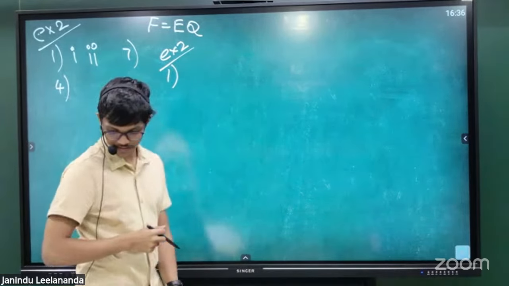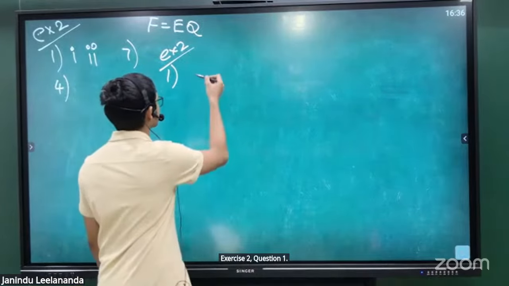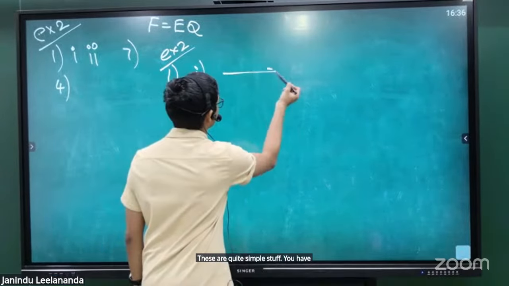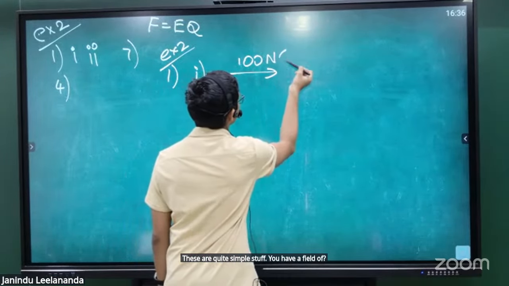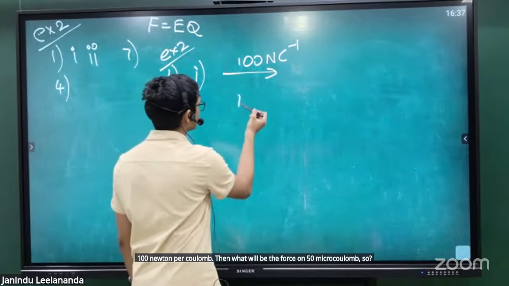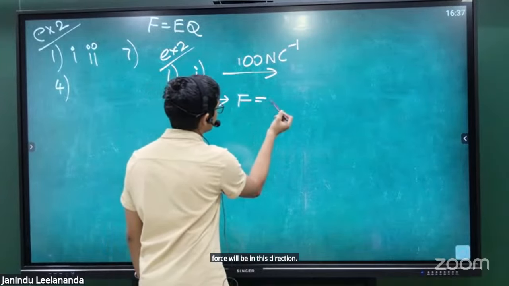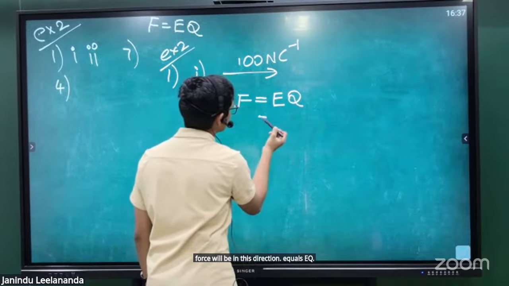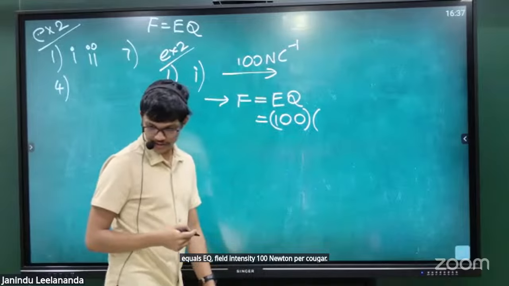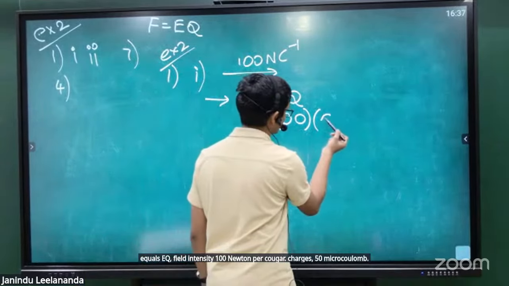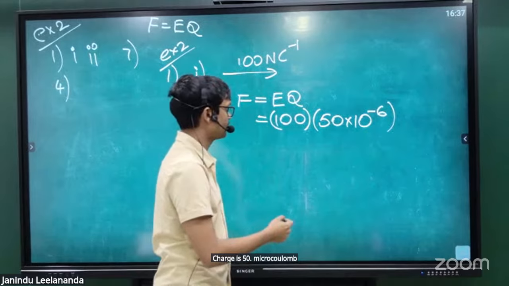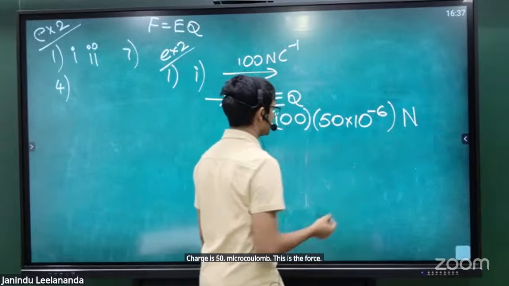Exercise 2, question 1, part 1. These are quite simple stuff. You have a field of 100 Newton per coulomb. Then what will be the force on 50 microcoulomb? So force will be in this direction, equals EQ, field intensity 100 Newton per coulomb, charge is 50 microcoulomb. This is the force.